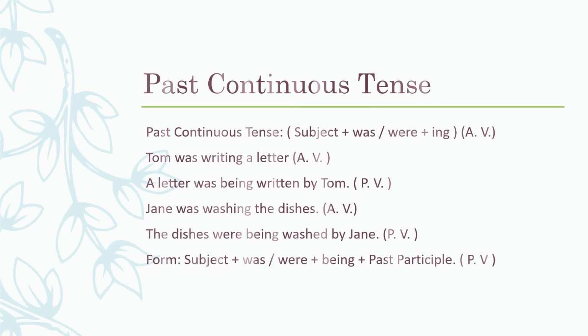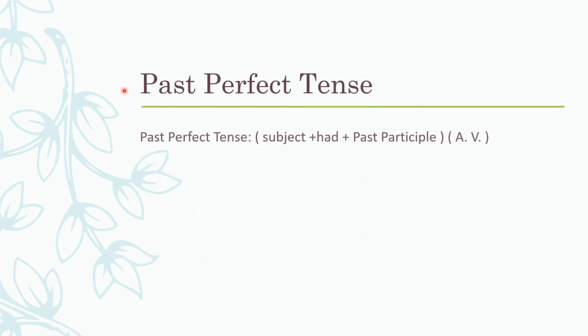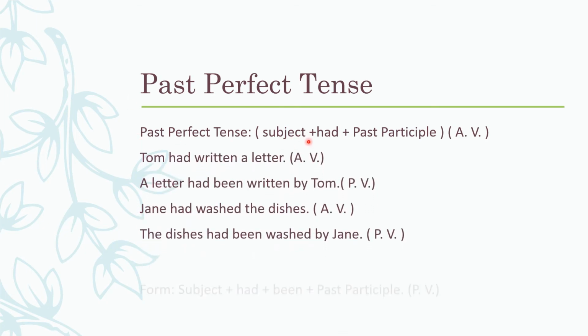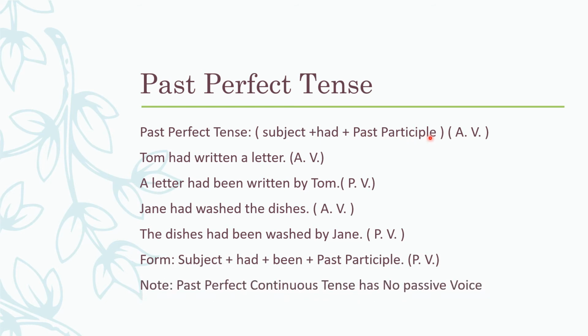Past perfect tense. The form of the past perfect tense, subject, had, and the past participle, active voice. Look at this sentence. Tom had written a letter. This is in the active voice. Tom is the subject, had, and here written is the past participle and the object. We have to change this into the passive voice. So the object in the active voice becomes the subject, and the subject in the active voice becomes the object in the passive voice preceding by.